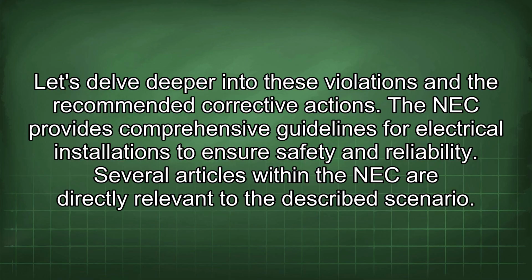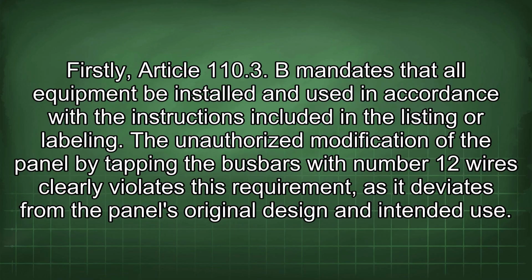The NEC provides comprehensive guidelines for electrical installations to ensure safety and reliability. Several articles within the NEC are directly relevant to the described scenario. Firstly, Article 110.3 B mandates that all equipment be installed and used in accordance with the instructions included in the listing or labeling. The unauthorized modification of the panel by tapping the busbars with number 12 wires clearly violates this requirement, as it deviates from the panel's original design and intended use.